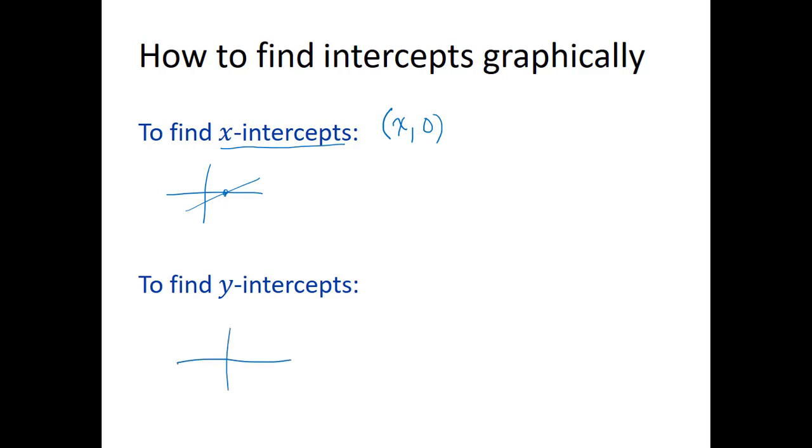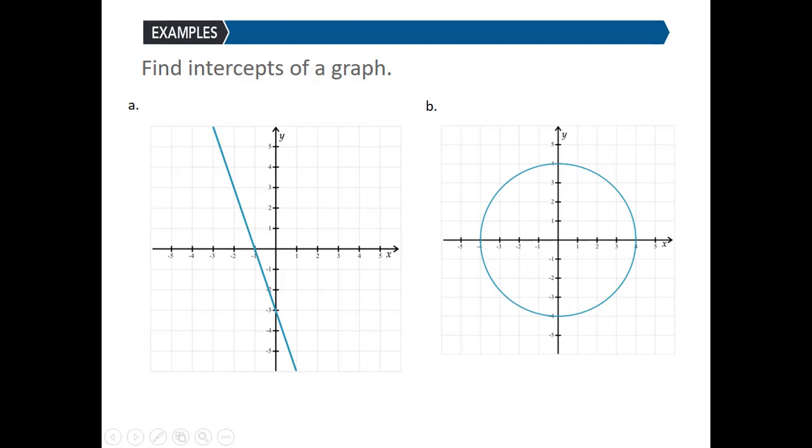The y-intercepts are points where the graph crosses the y-axis. And so on the y-axis, the x value is going to be 0, and the y-coordinate will be some number. So if we're given a graph, we're really just reading the coordinates of the points where the graph crosses those axes. I have some examples here.